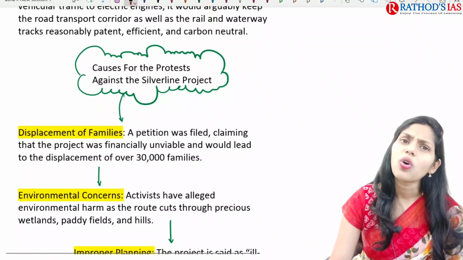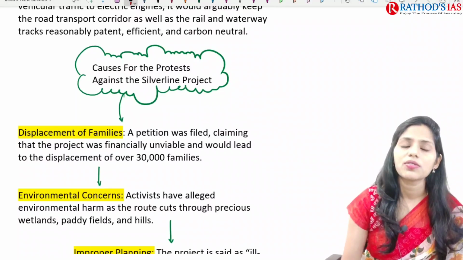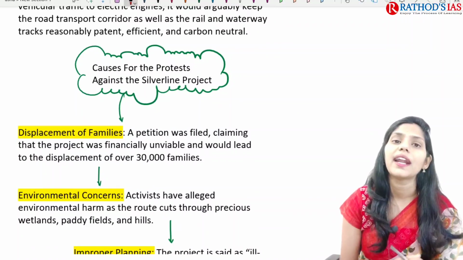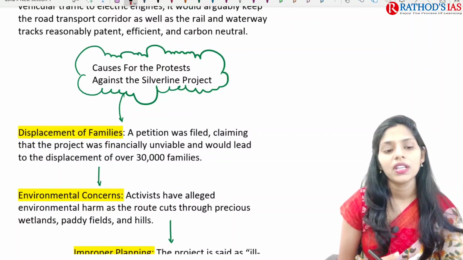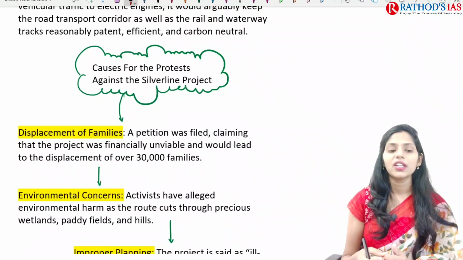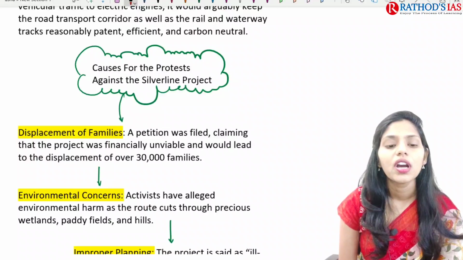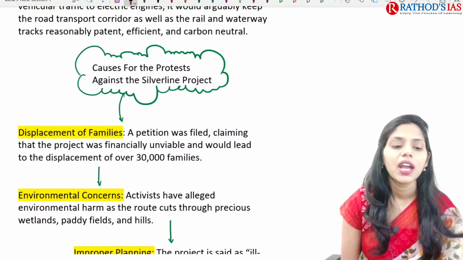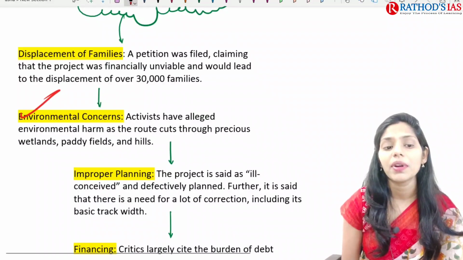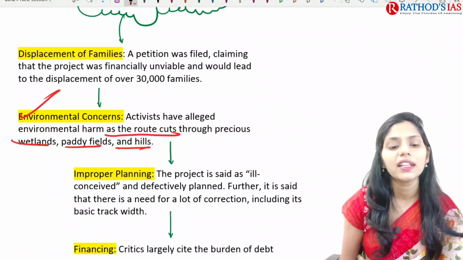So we're talking about the causes of the protest against the Silver Line project. Yes, there are some protests, mainly because whenever we go with developmental projects, we have to go for land acquisition. Displacement of families is one important problem, because the petition filed here claims that the project was financially unviable and would lead to displacement of about 30,000 families. The next one is environmental concerns. Activists have alleged environmental harm, as the route cuts through precious wetlands, paddy fields and the hills.